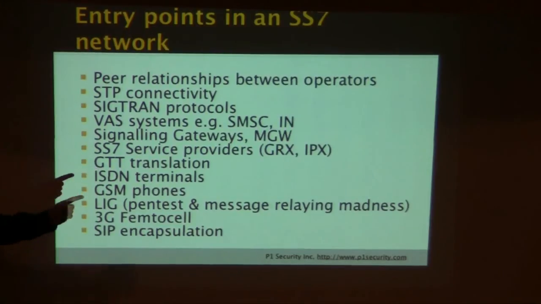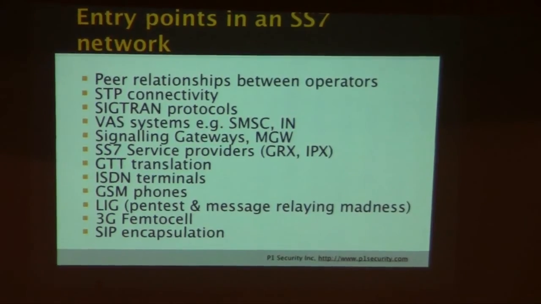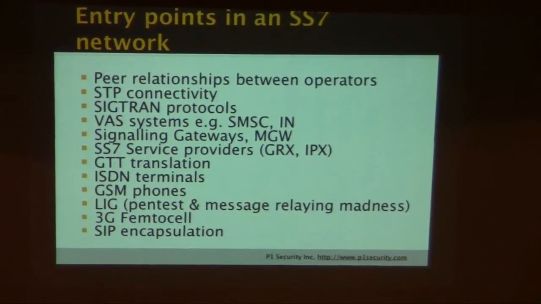GTT, global title translation, is the fact that each time you're dialing a number on your phone, it is converted into the real destination. That's something that happens all the time. You don't talk inside the signaling network of phone networks with the same address plan as we use. It's completely different in there.